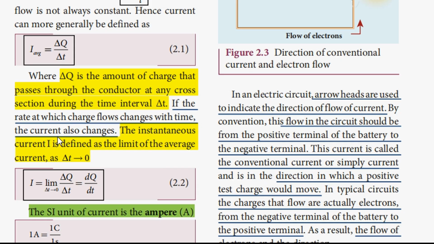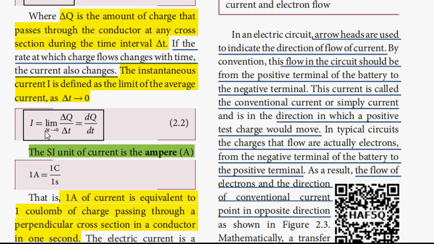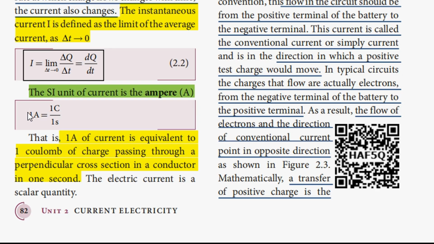If the rate at which charge flows changes with time, the current also changes. The instantaneous current I is defined as the limit of the average current as delta t tends to 0. So I is equal to limit delta t tending to 0 of delta q by delta t, which is given by dq by dt. The SI unit of current is the ampere, denoted by capital A. And 1 ampere is 1 coulomb per second. That is, 1 ampere of current is equivalent to 1 coulomb of charge passing through a perpendicular cross section in a conductor in 1 second. And you know that the electric current is a scalar quantity.